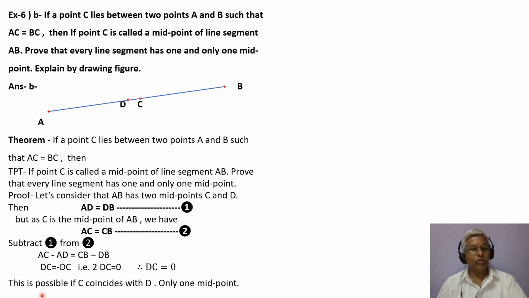If you take it like this, then you get 2 DC equal to 0. That means DC equals 0. Got it? This is possible if C coincides with D. DC is 0 only. So it shows that there is only one midpoint. So that is how you have to approach and try to prove. Always remember, we will come across many such examples in this part of geometry.